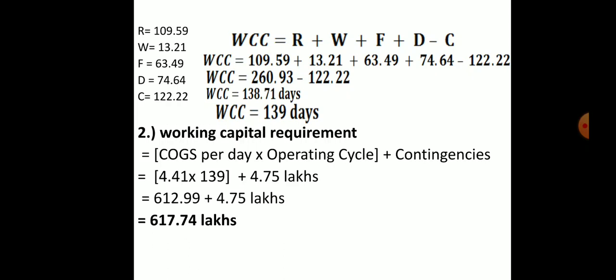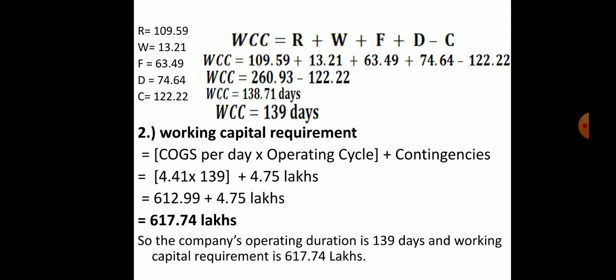So you need 617.74 lakhs for producing this product. The company's operating duration is 139 days and the working capital requirement is 617.74 lakhs. So it's clear, students, how to calculate. If they have not given the averages, then we have to calculate the averages, and then we have to find the value of this.